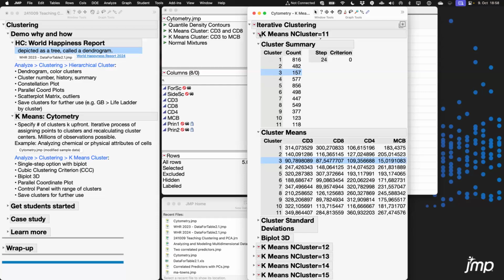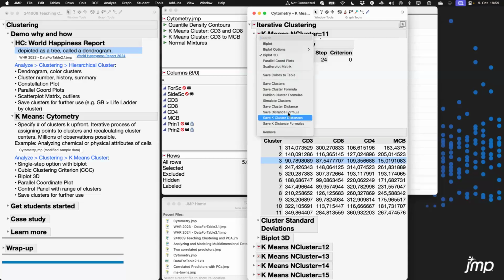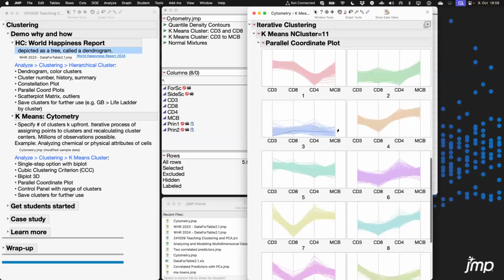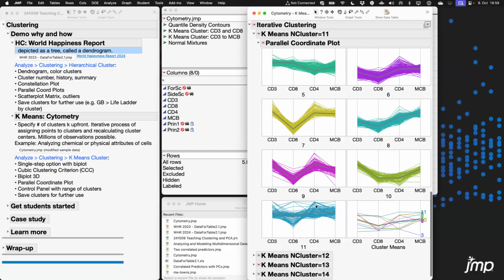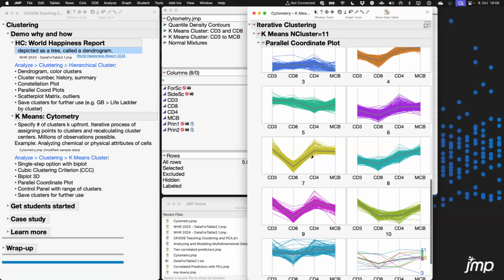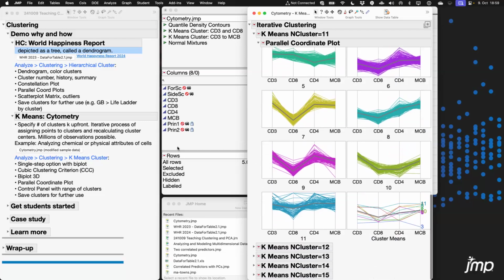And there are also other ways to visualize this, so parallel coordinate plots, for instance. Here we see the profiles for each group, and then you see the characteristics for the different groups and which attributes are high or low on average at a certain cluster, one of these 11.